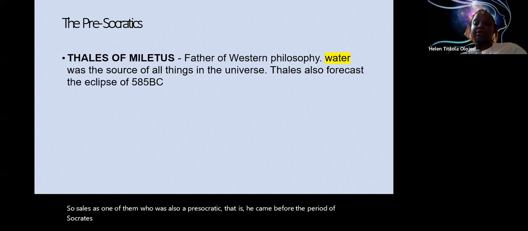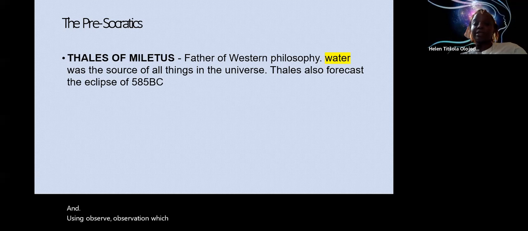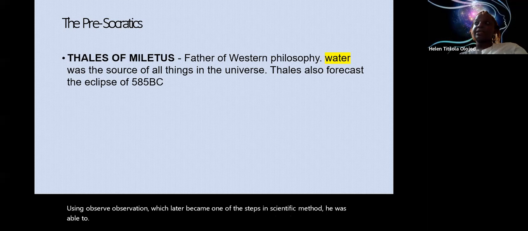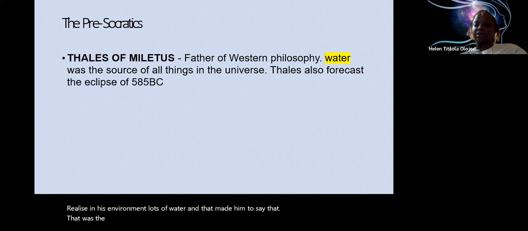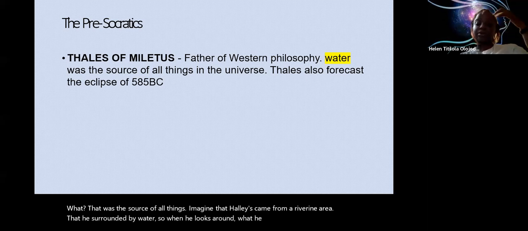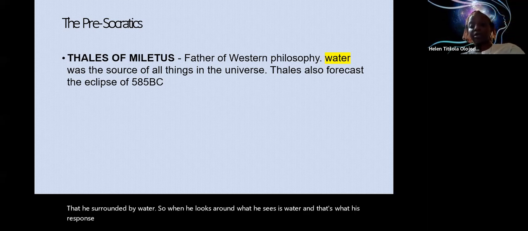Thales, as one of them, who was also a pre-Socratic, that is, he came before the period of Socrates, is referred to as the father of Western philosophy. Using observation, which later became one of the steps in the scientific method, he realized there was lots of water in his environment, and that made him say that water was the source of all things. Imagine that Thales came from a riverine area that is surrounded by water. So when he looks around, what he sees is water, and that's what is responsible for his postulation that water was the source of all things.